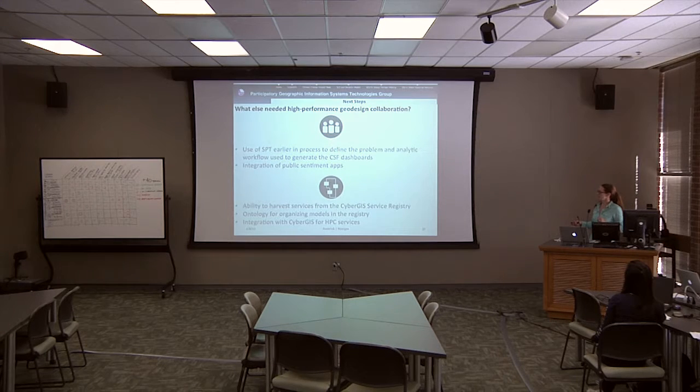I'd like to see public sentiment apps integrated. And on the technical side, Rob has made a lot of progress on the ability to harvest services from the gateway service registry, and then this idea of organizing the models. Right now you have to know what you're looking for and you have to know the meaning. We may not get away from natural language. I mean, data.gov works pretty well because you put in a keyword and it gives you 200 things that match your ideas, and then you have to know what you want. But really looking towards an ontological organization of those models, and certainly getting to the point that we're using CyberGIS with high performance computing services.